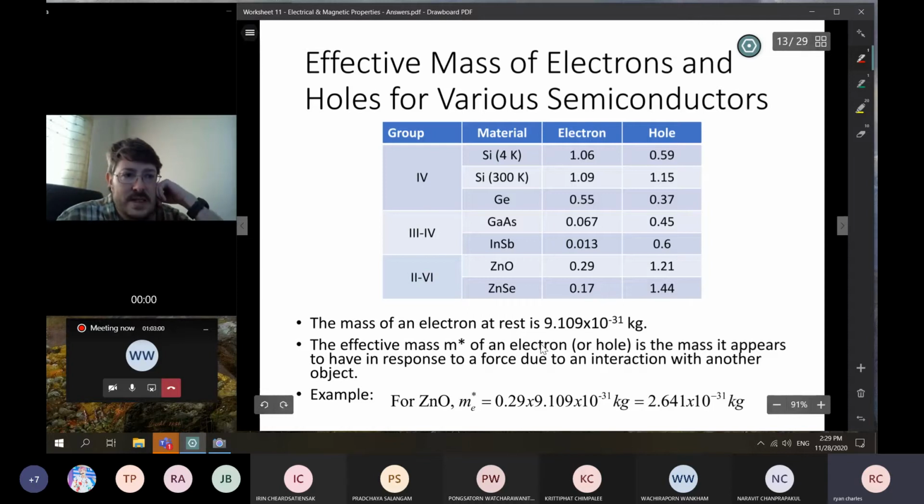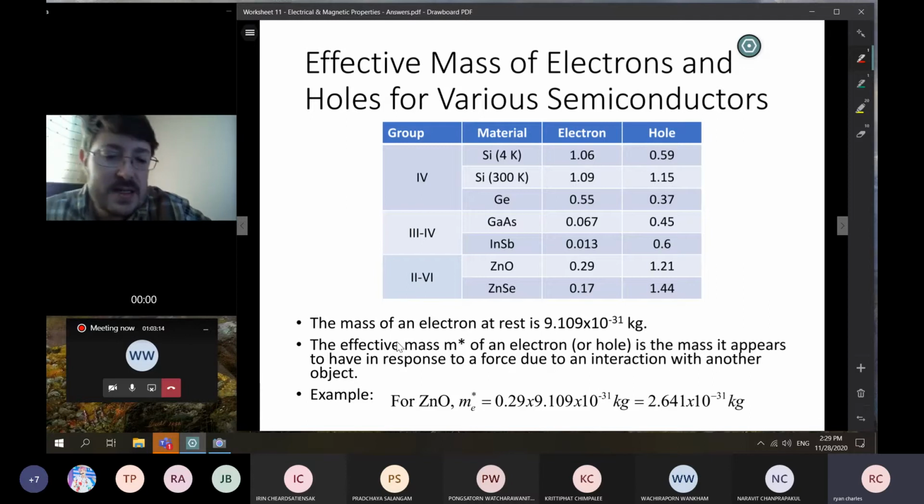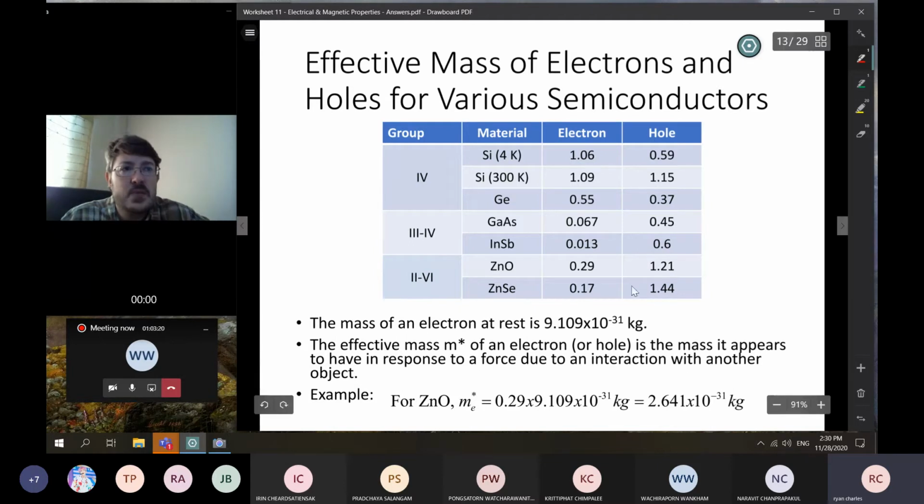The effective mass of an electron or a hole is the mass it appears to have in response to a force due to an interaction with another object. All right. So it has a rest mass, but it's moving really, really quickly, and it interacts with other particles, and it can have a mass which is slightly higher or slightly lower, right? And the same with the hole, the absence of the electron.